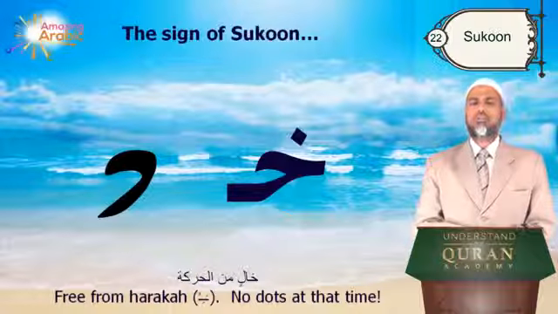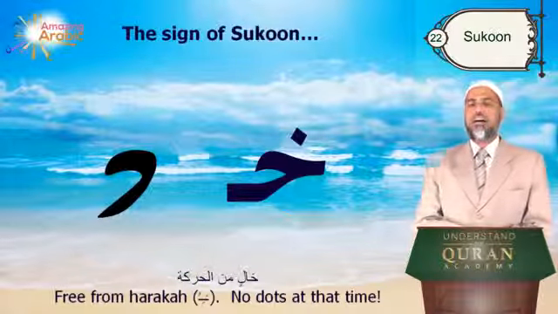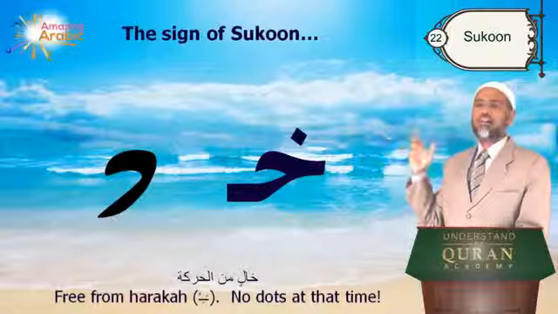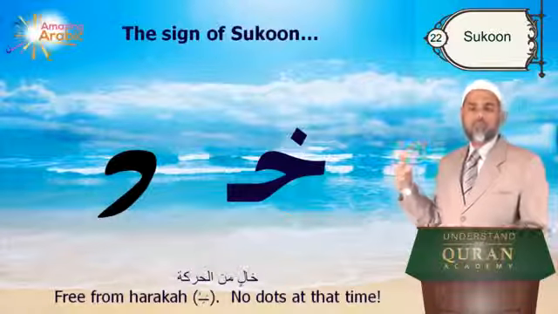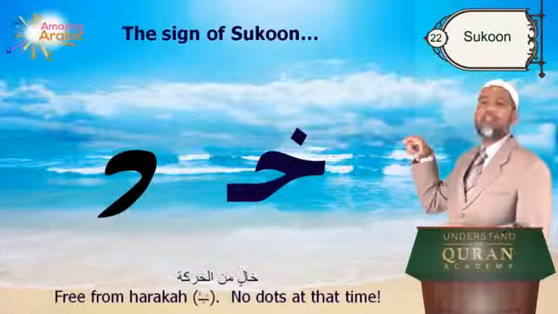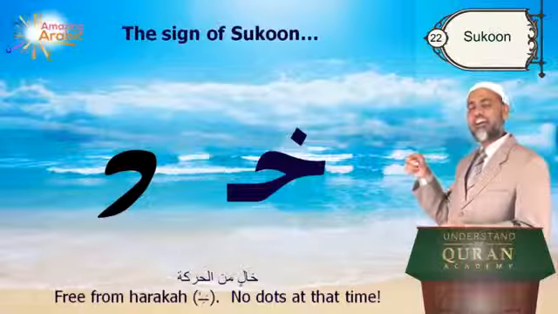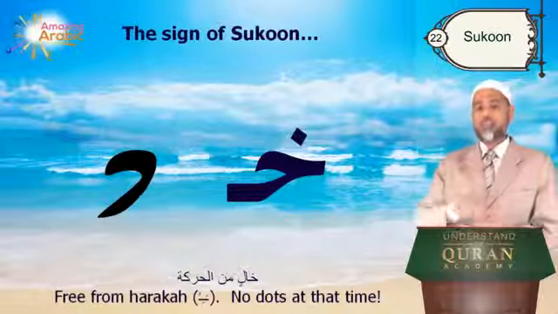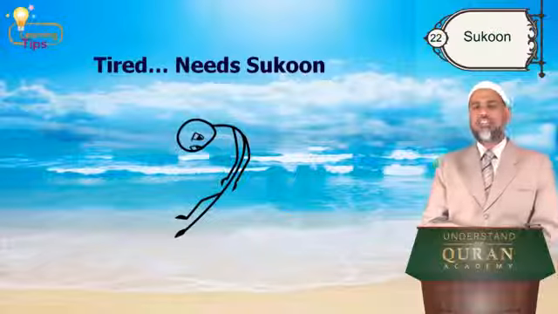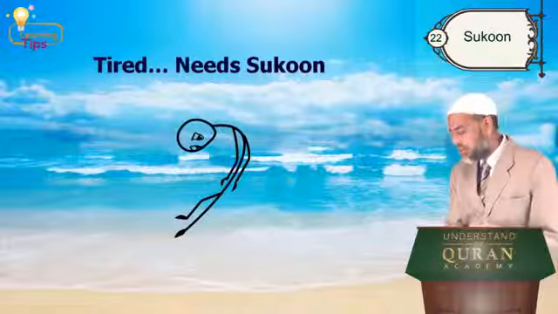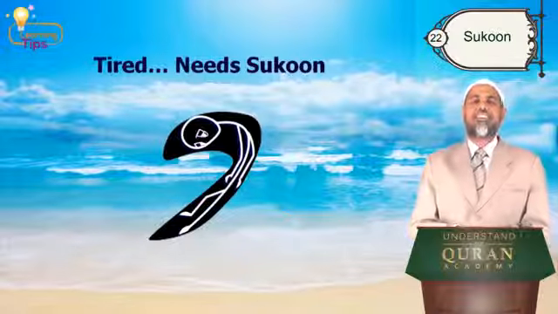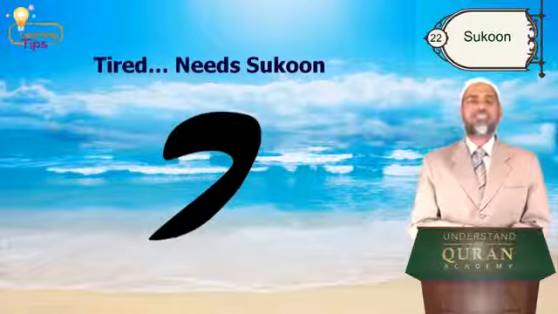Okay, what about the sign of sukoon? Here are some tips. Actually, the sign of sukoon is the letter kha, khalin min al haraka, that is, without haraka. This letter does not have a, i, u. It does not have any sign. That's why it is empty. And that is the head. In those days, dots were not there when this sukoon sign was invented. So there you have the head of kha. Another way to look at it is, look at this guy who is very tired, twisted, and that's the shape of the sukoon. It needs sukoon. It needs rest. These are some of the tips for you to remember.